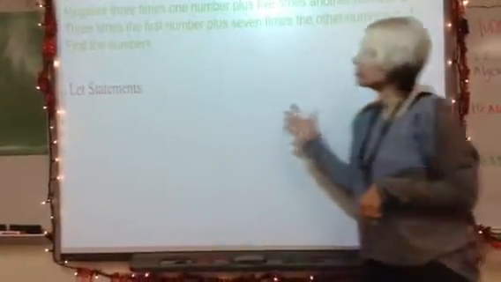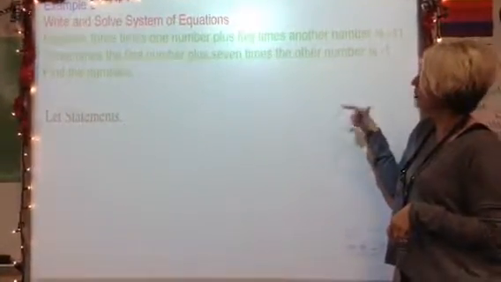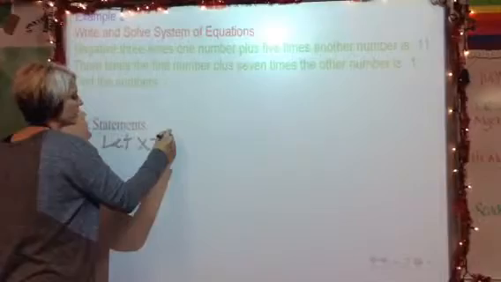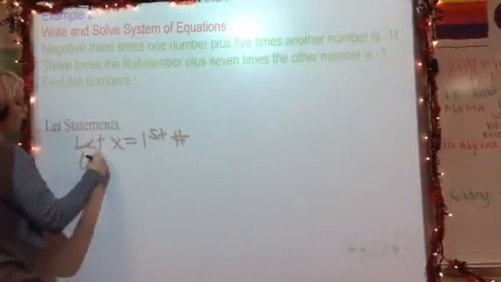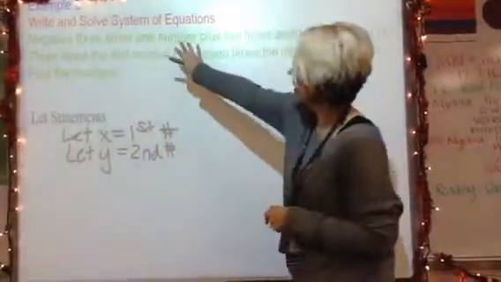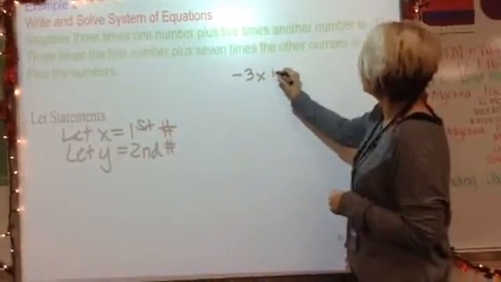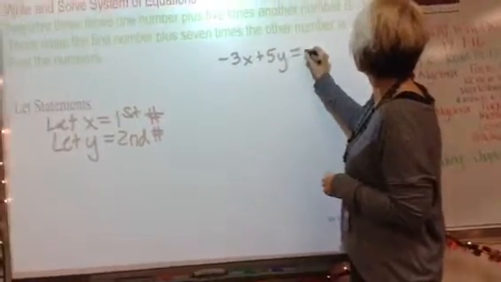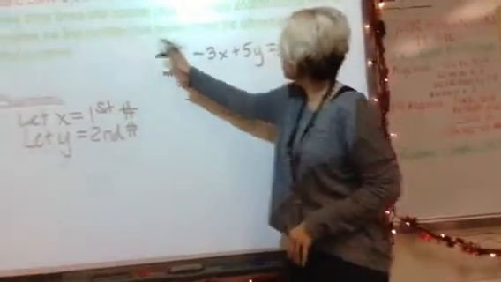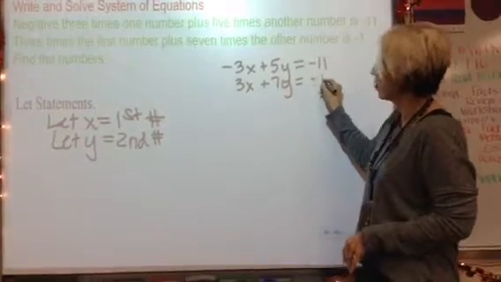All right, example 2 deals with writing a statement. So negative 3 times one number plus 5 times another number. Well, we've got 2 numbers here, so we need to have let x be the first number and let y be the second number. So now let's write our example of negative 3 times one number plus 5 times another number is negative 11. So there's that first sentence. Now we do 3 times the first number plus 7 times the other number is negative 1.